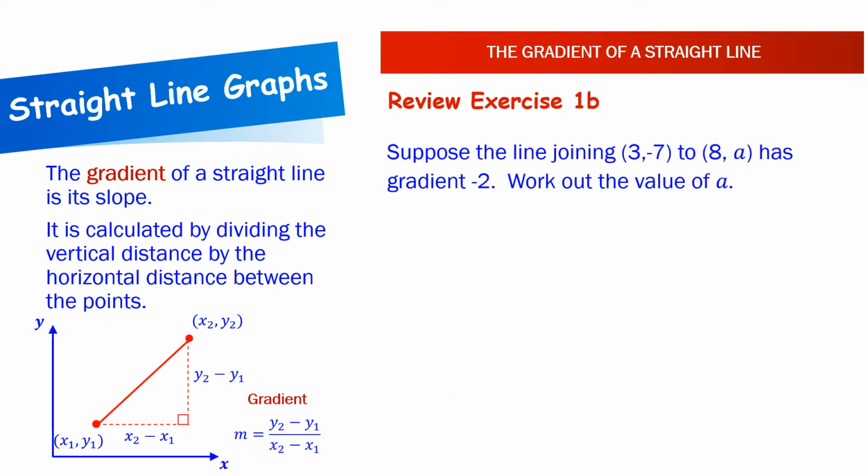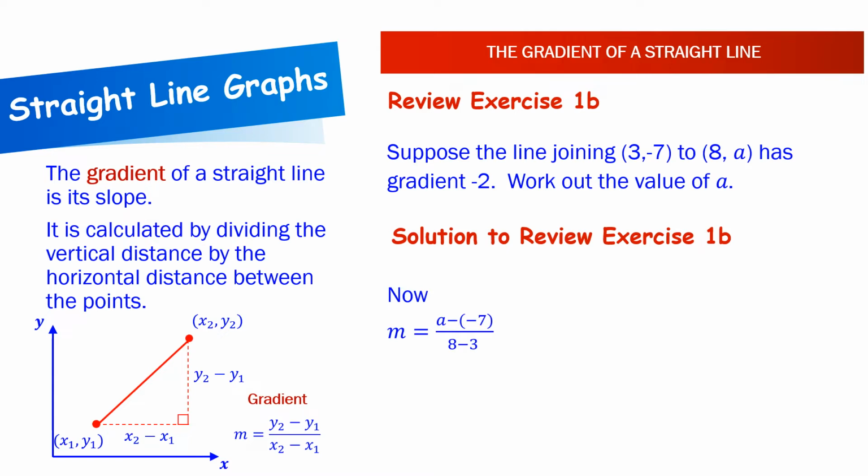Let's take a look at another exercise. Suppose the line joining (3, -7) to (8, a) has gradient minus 2. Work out the value of a. Now the gradient m is equal to y2 minus y1 over x2 minus x1, as shown.